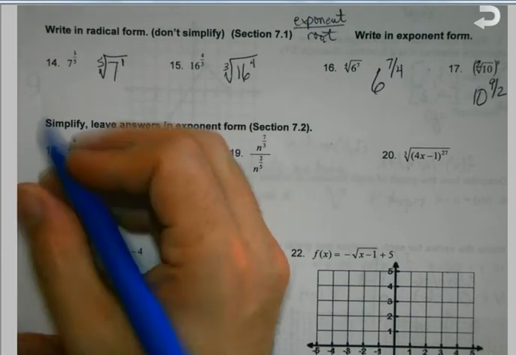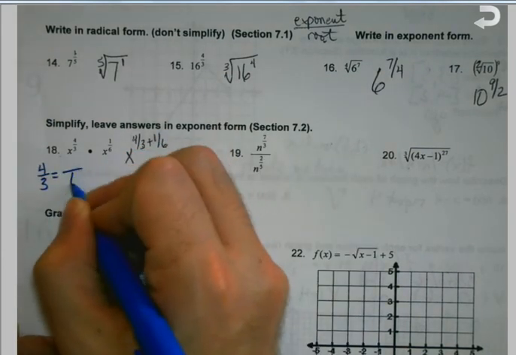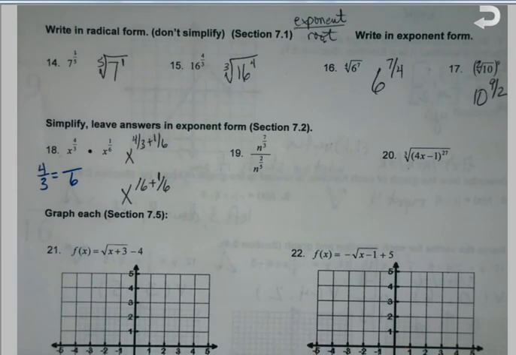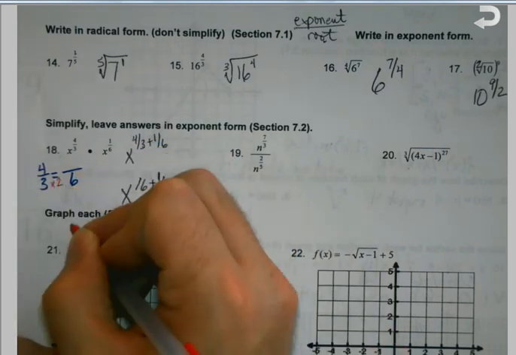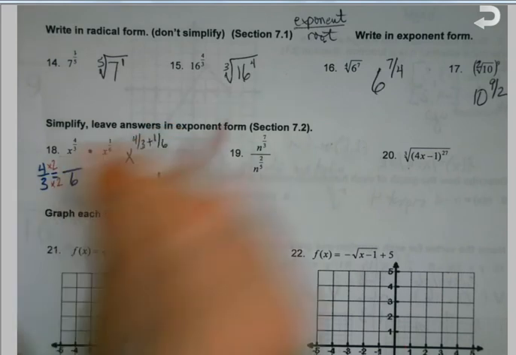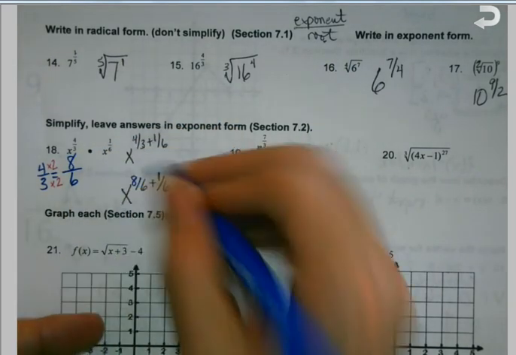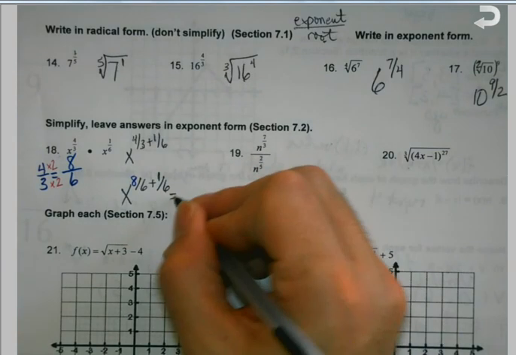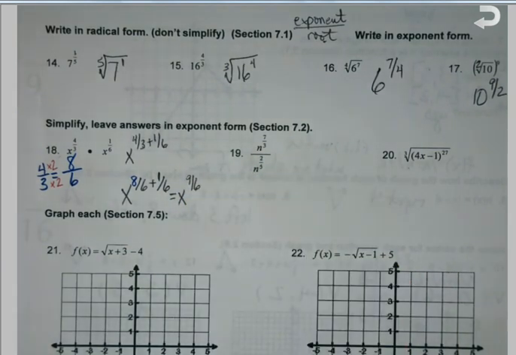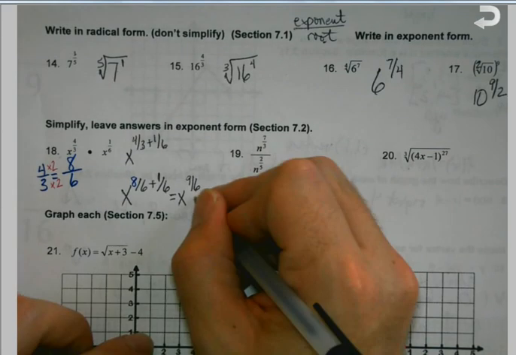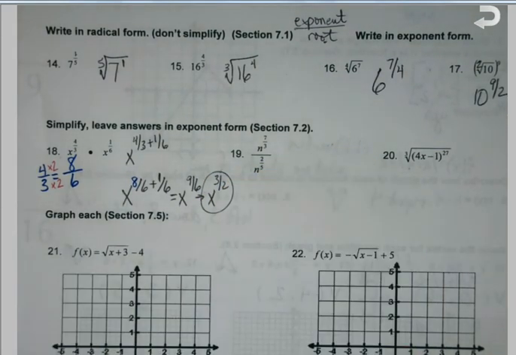My 4/3 though, and if you're not used to messing with these, trying to figure this out, I need to turn thirds into sixths. So 3 times what gets me to 6? 2. And I do the same thing up in the numerator. So that becomes 8 over 6. 8 plus 1 is 9 over 6. Notice the denominator didn't change. But if I can reduce the fraction, they're both divisible by 3, I need to do that.